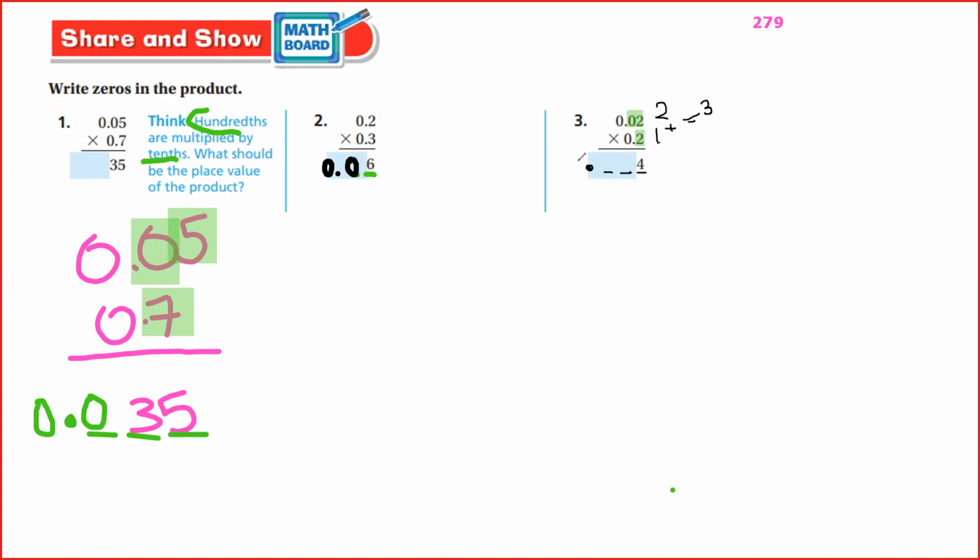So now how many zeros do you have to add? How many zeros? 2. Bravo. So it is 0.004 thousandths. Thank you.